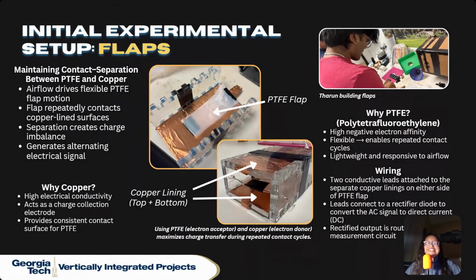Now, this is where things get a little bit more interesting. We introduced the flaps, flexible PTFE flaps inside the tunnel. As air flows through, the flaps start moving, constantly hitting and separating from copper surfaces. So we have copper on the bottom, copper on the top, PTFE in the middle, and the flaps making those interactions. Every single contact creates charge, so more motion means more energy.